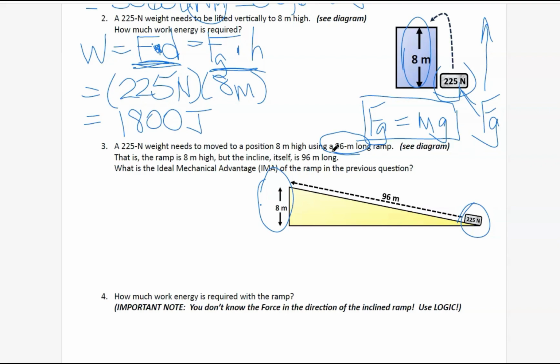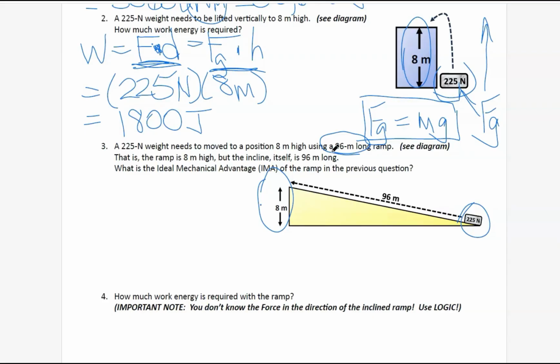The question says, what is the ideal mechanical advantage of the ramp in question? Well, let me explain the term ideal first. Ideal in the ideal mechanical advantage means if this tool, if this machine, and I know we don't think of ramps as machines, this is referred to as a simple machine. Ramps, wedges, screws, wheels, and axles, these are all considered simple machines that other machines are built of combinations of.